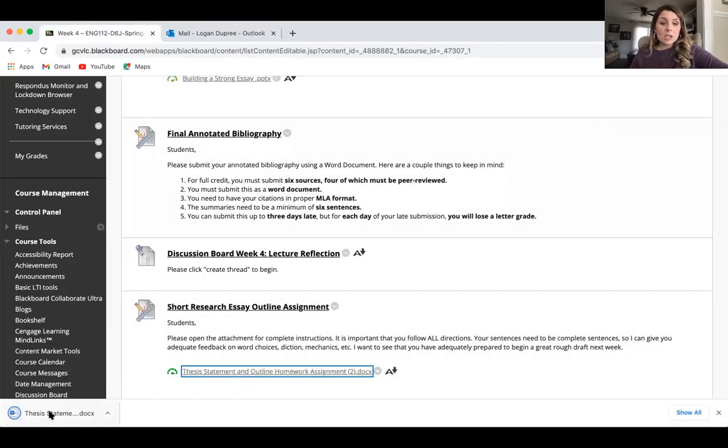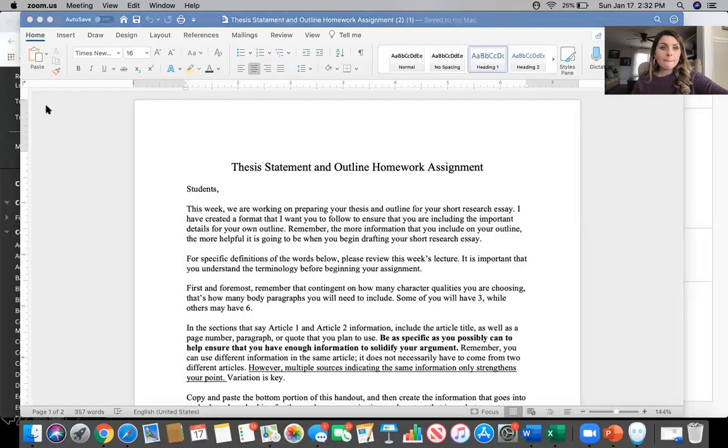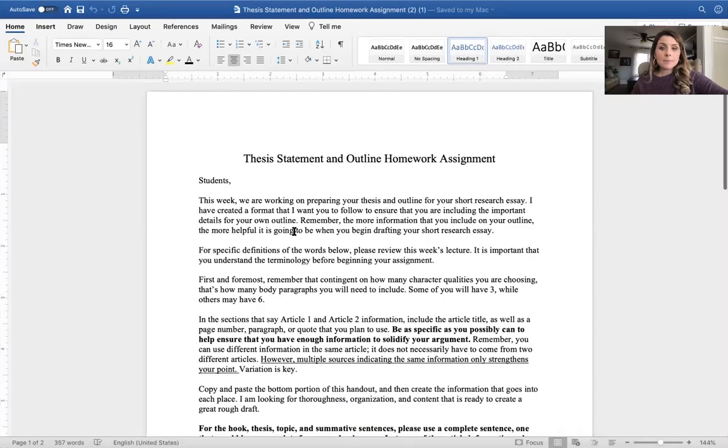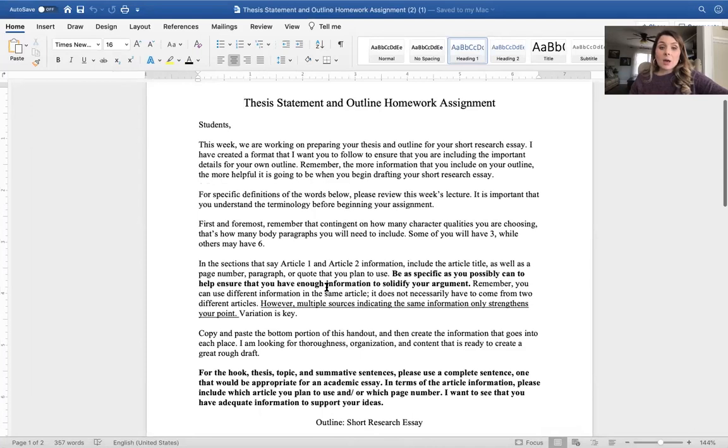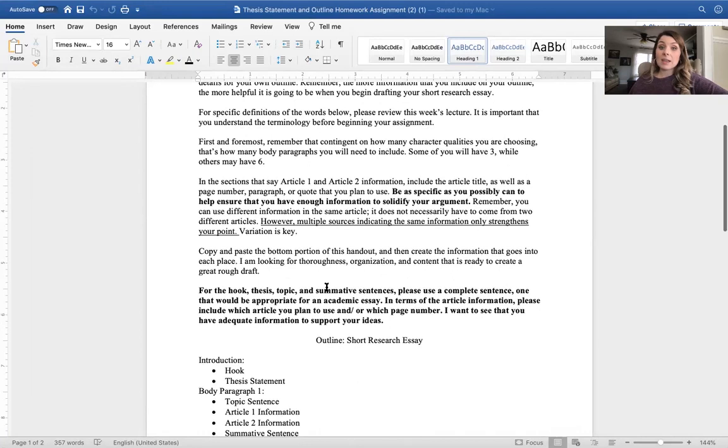So if you open this document, I'm going to let you guys read through this on your own as well. But basically, we're working on preparing your thesis and your outline for your short research essay. I've created a format that I want you to follow to ensure that you're including the important details for your outline. Remember, the more information that you include on your outline, the more helpful it's going to be when you're drafting your research essay. For specific definitions of the words below, this week's lecture will really guide you in that. It's important that you understand the terminology before beginning your assignment.